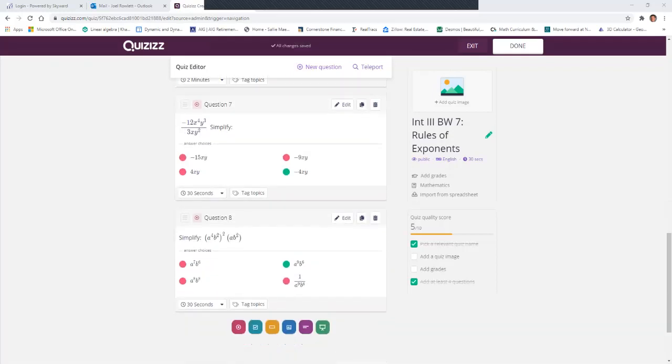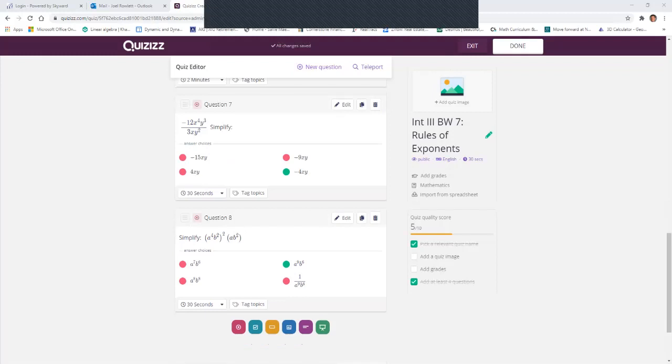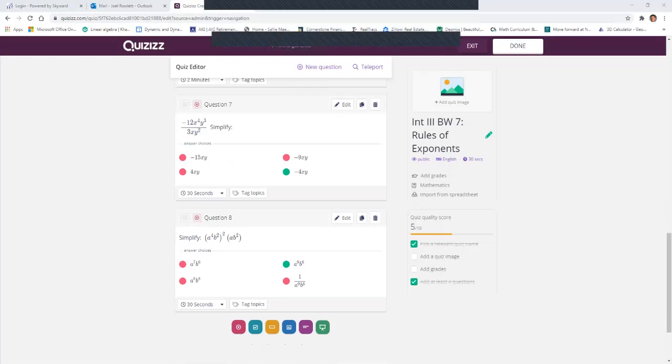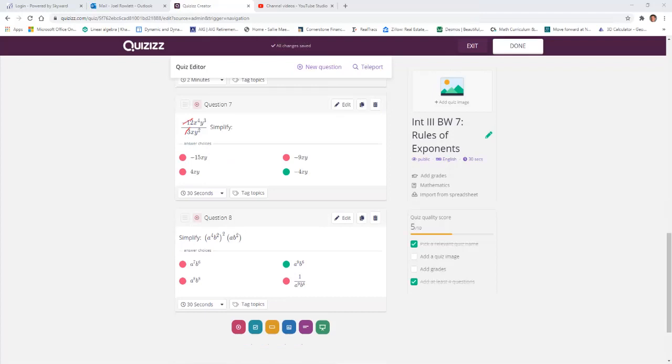Number 7. On number 7, we have a fraction here, and we could break this up into multiple parts. And let's see. Let's divide 3 into negative 12. That's going to give me negative 4. And notice I have x to the power of 4 divided by x to the power of 1. And we said that if the bases are the same and we're dividing, we subtract. So 4 on the top minus 1 on the bottom means that I would have a power of 3. And then y is going to be raised to the power of 1 because 3 minus 2 is 1.